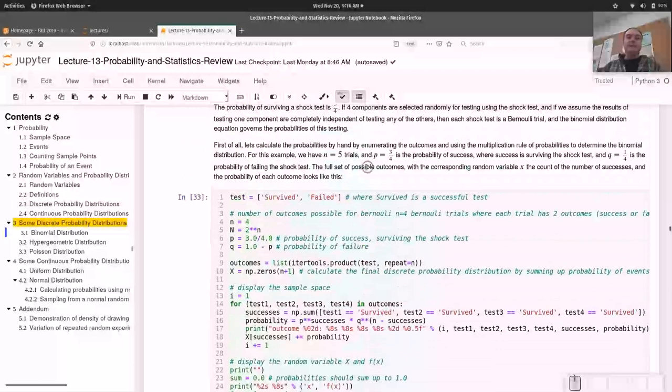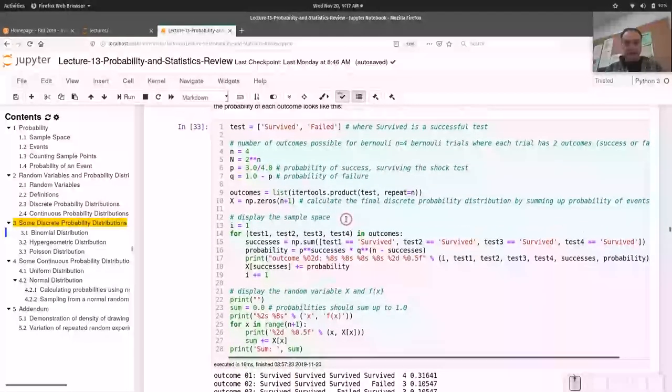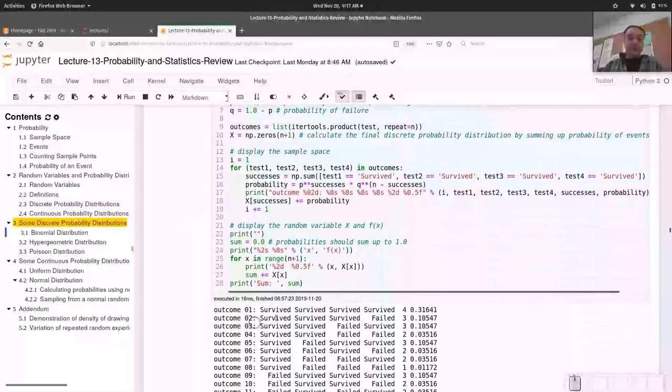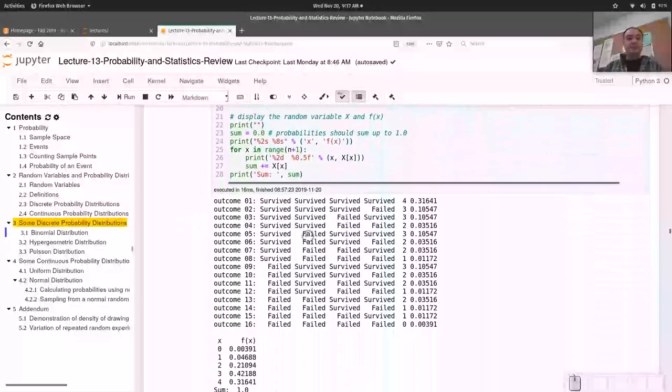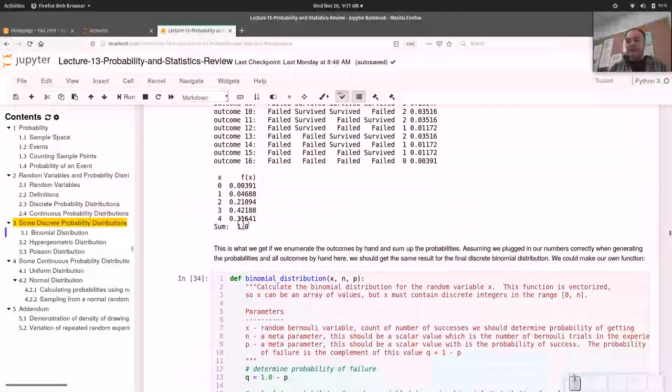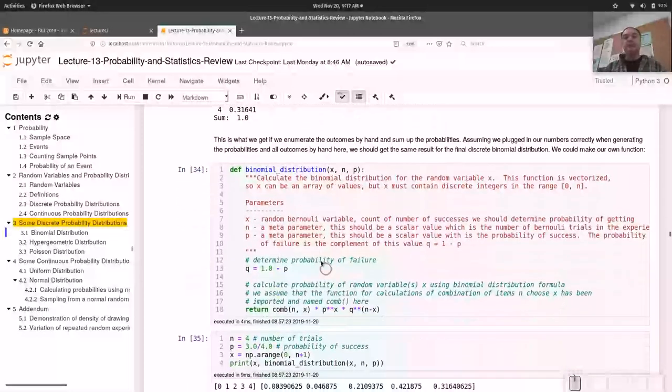This is a binomial distribution where N is 4 and the probability of success is 3/4. Oops, typo in the textbook. It's actually N is 4 here. So there should be 16 possible outcomes, but of course the individual probabilities are not equal, so you're going to get different ones for each of these rows. This is kind of doing it by hand, enumerating all the possibilities. We should get this exact same discrete distribution if we use our formula for the binomial distribution.